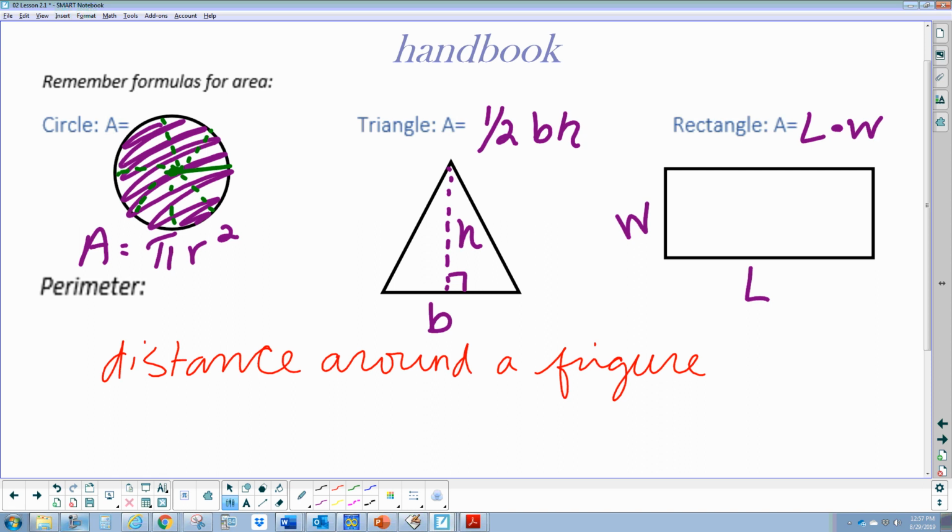So I always think of perimeter as fencing. How much fencing would I need to go around the outside of this rectangle? In a rectangle, I'm going to add the length plus the width plus the length plus the width. So my perimeter is going to be length plus width plus length plus width, or, and you may remember this formula, 2L plus 2W.